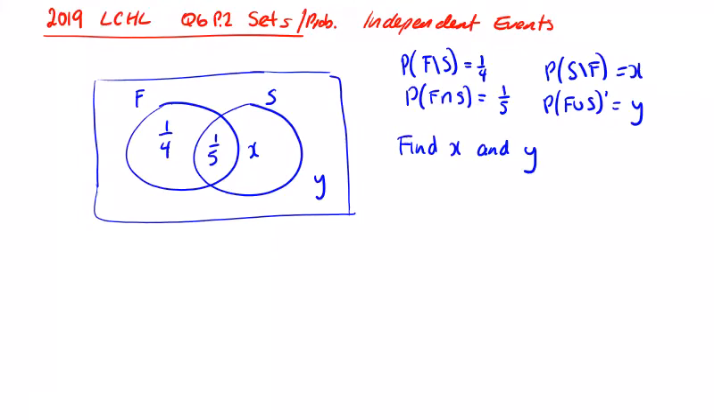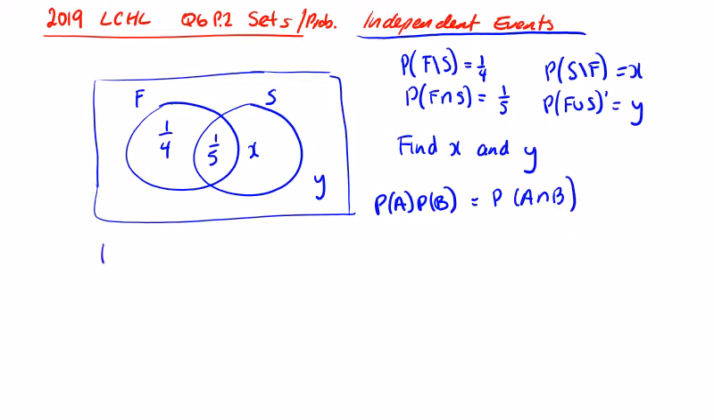2019 Leaving Cert Higher Level question 6 on paper 2 was a probability with sets question and another probability question. We're told that these events F and S are independent, so that's the key to this question. For independent events, the probability of A times the probability of B equals the probability of A intersection B. So that's what we have to use here.